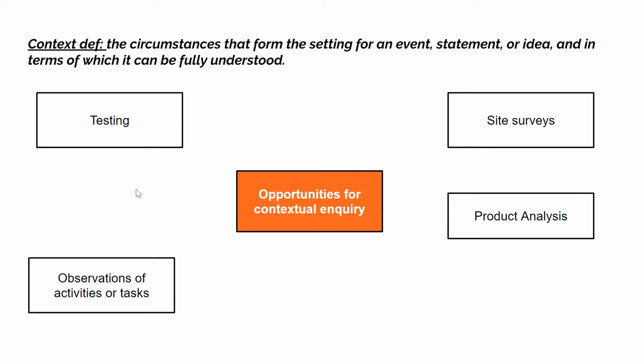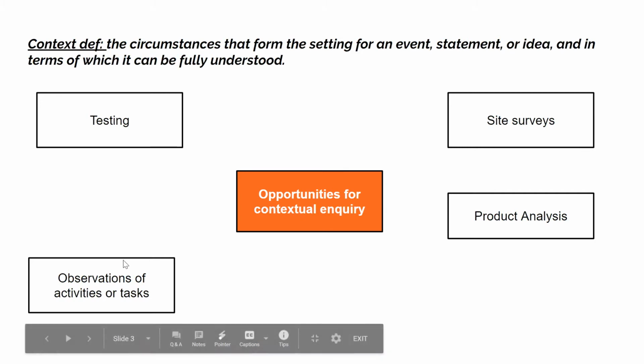The 4 areas are: you could look into testing, you could look at site surveys, we could look in terms of product analysis, and I'll go into a bit more detail because you may have done some of that through your research, and we could also look at observations of activities or tasks.